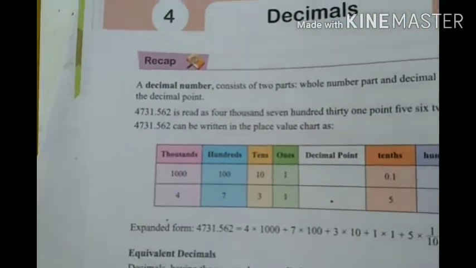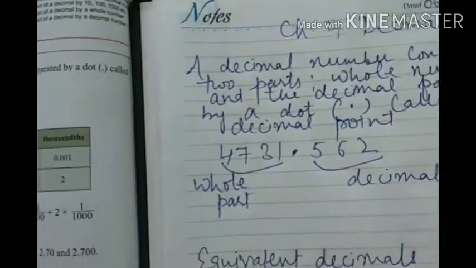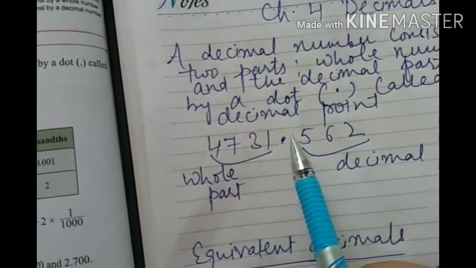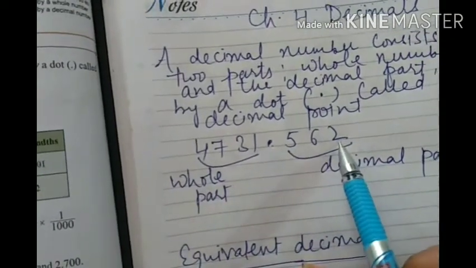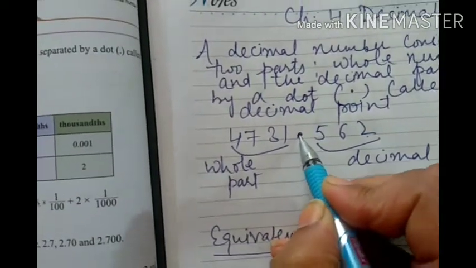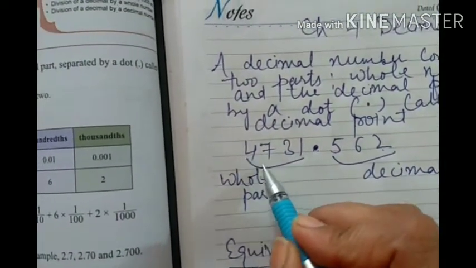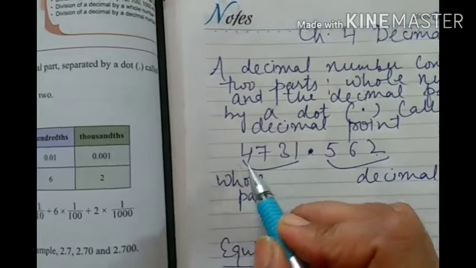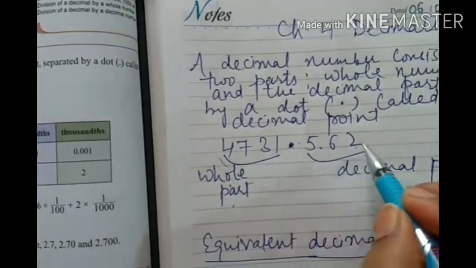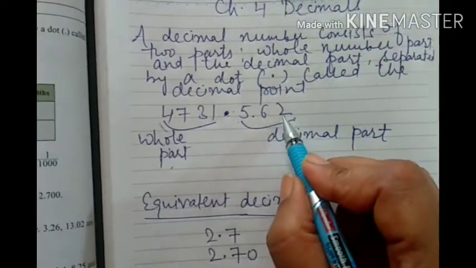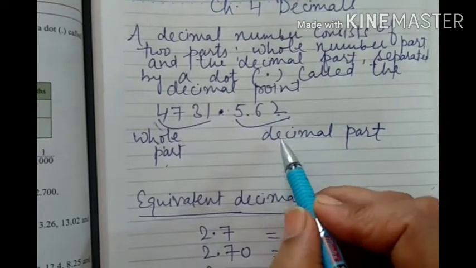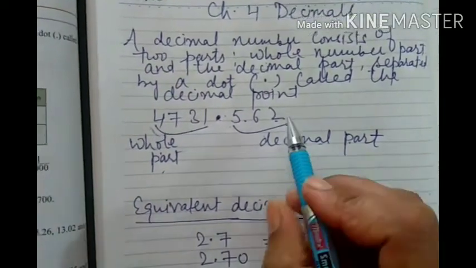Suppose the number is like this here. This number is 4731.562. Okay, this is the decimal, we call it point, and before the decimal it is the whole part. This is called the whole part, and after the decimal, all the digits after the decimal are called the decimal part.